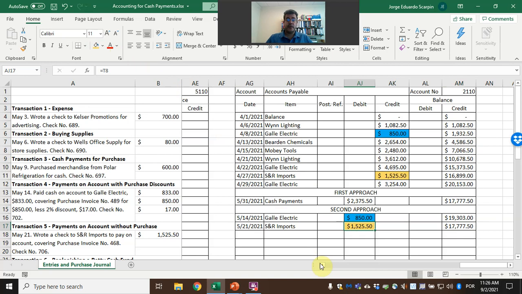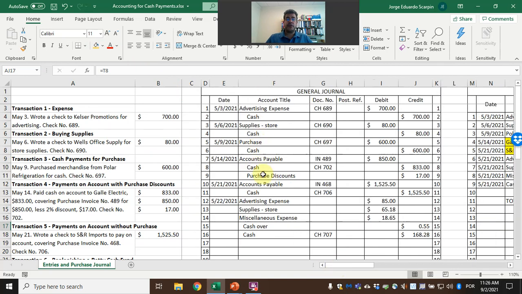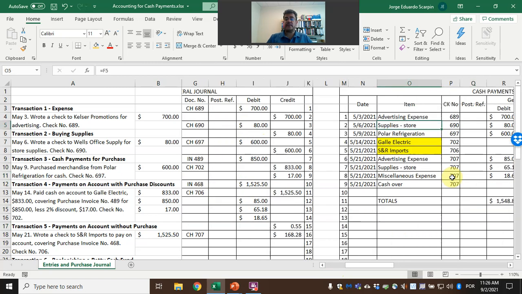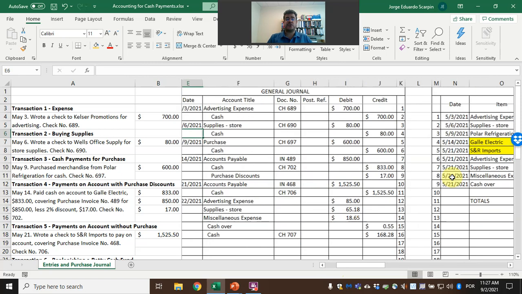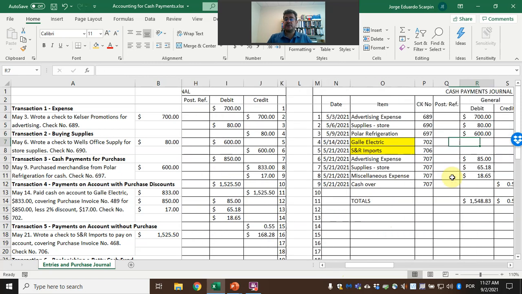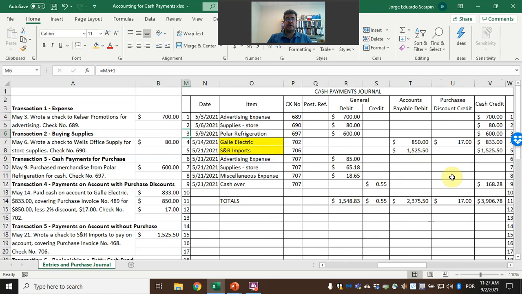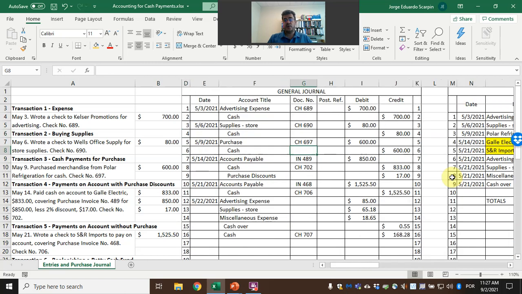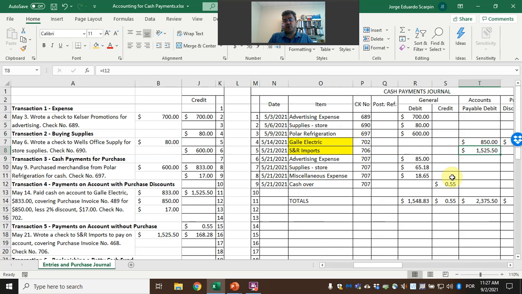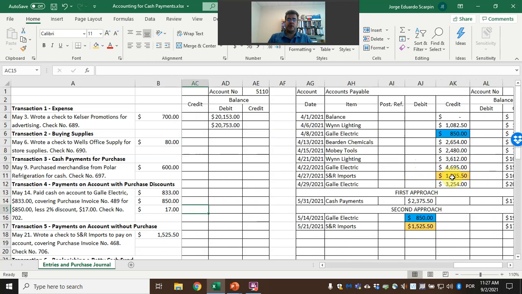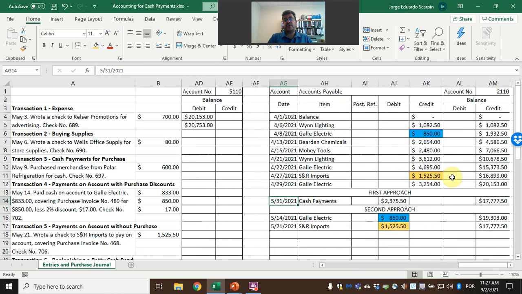And why this purchase here? We have a purchase of supplies or purchase polar refrigeration. Why is this purchase not here on accounts payable? Because it was a cash purchase. Okay, and of course we would have some other purchase on account here. We would be recording, and by the way, we have a video about merchandise purchase.